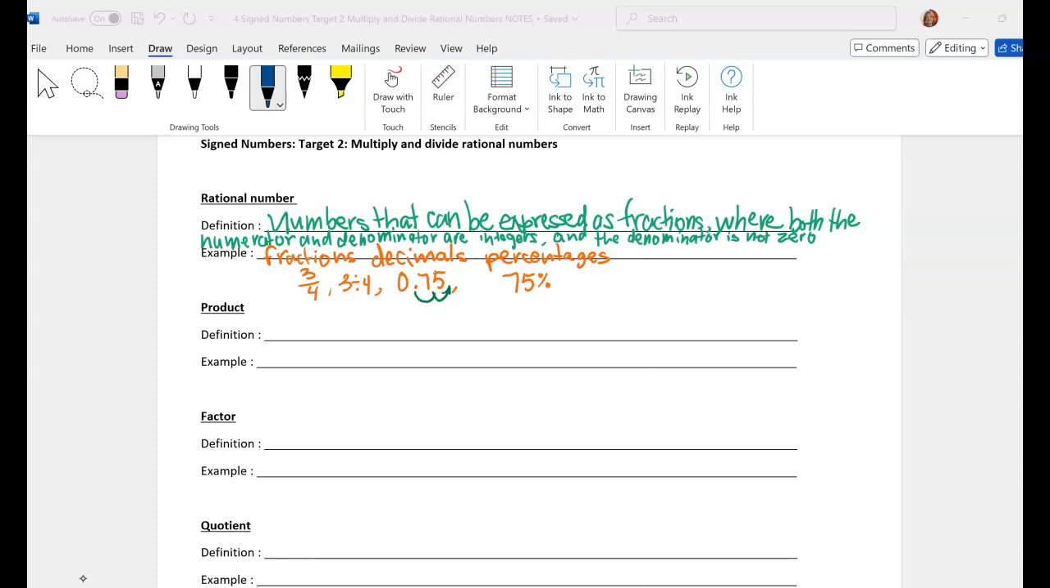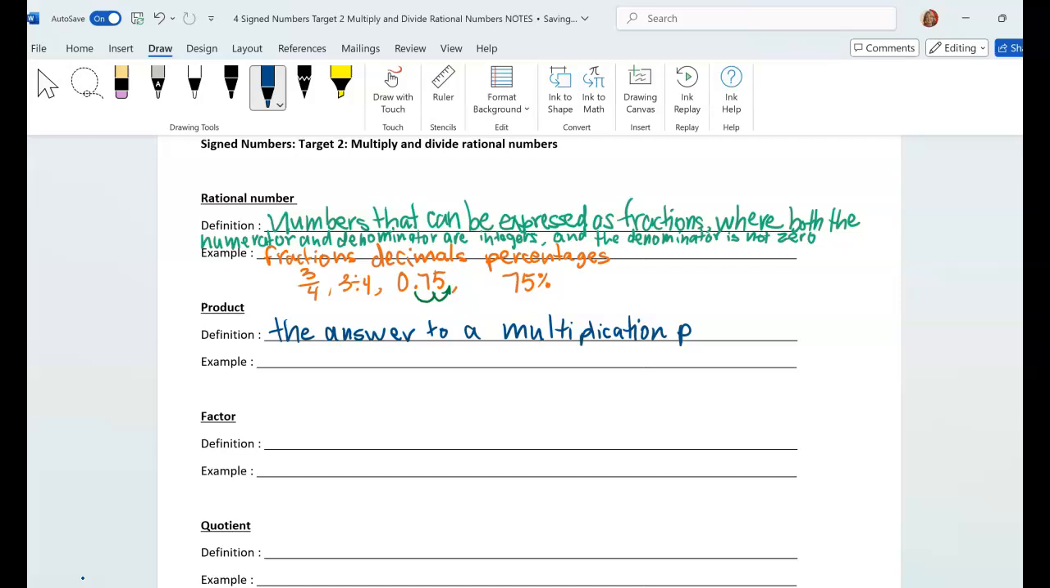The vocabulary word is product, and that's the answer to a multiplication problem. For example, 2 times 4 is 8, and that is the product.